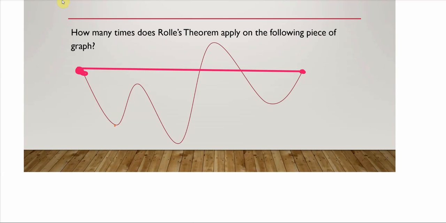So how many times does Rolle's theorem apply? Well, right here I'm going to have a slope of 0. Right here I have a slope of 0. Right here, right here, and right here I have a slope of 0. So Rolle's theorem actually applies 1, 2, 3, 4, 5 times. And that's it. That's how you actually end up doing Rolle's theorem.